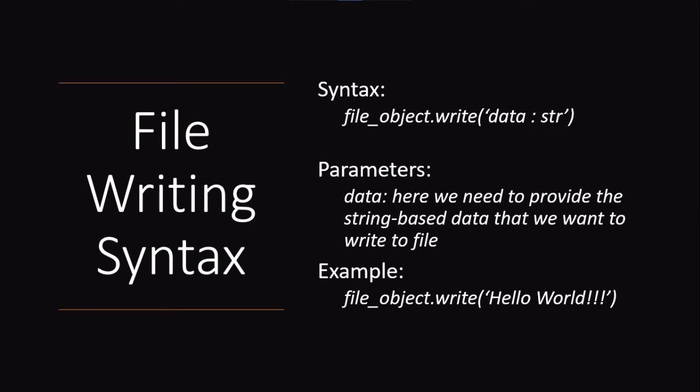Now let's understand the syntax for writing a file in Python. In order to write data to the file, we need to call the write method on the file object and provide our data in string format only. The file object is the object that we have got from the open function. We have seen this in the previous video.